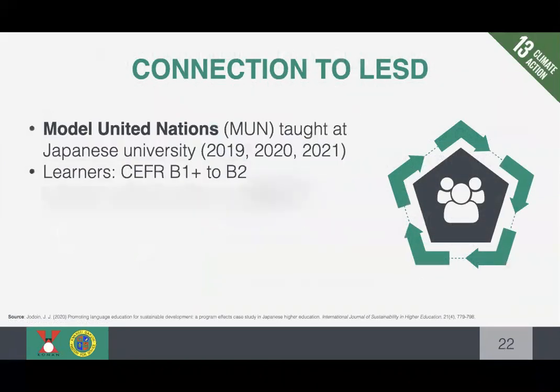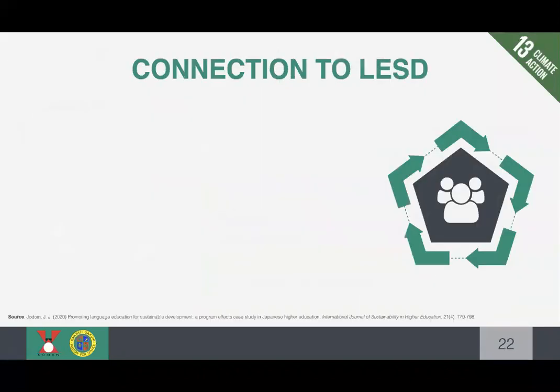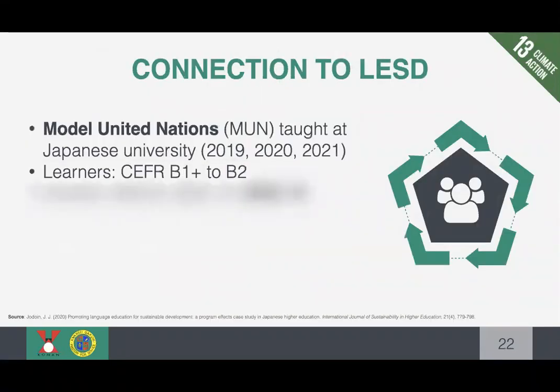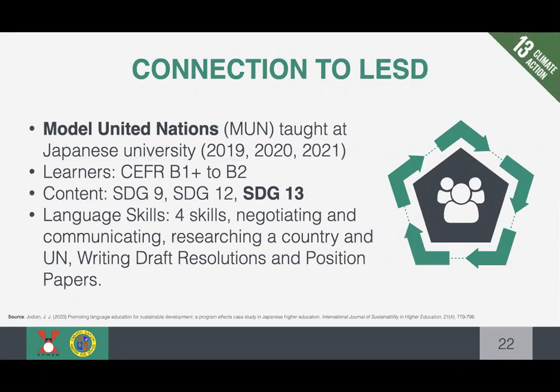And I'm going to talk about a course that I've been teaching at Jodoin University for the last 3 years around Model United Nations. So MUN, if you're familiar with the United Nations model, is a sort of mock United Nations, if you will. And the students this year are going to a Japanese university model United Nations called Jumon. And SDG 9, 12, and 13 in particular are part of this course.